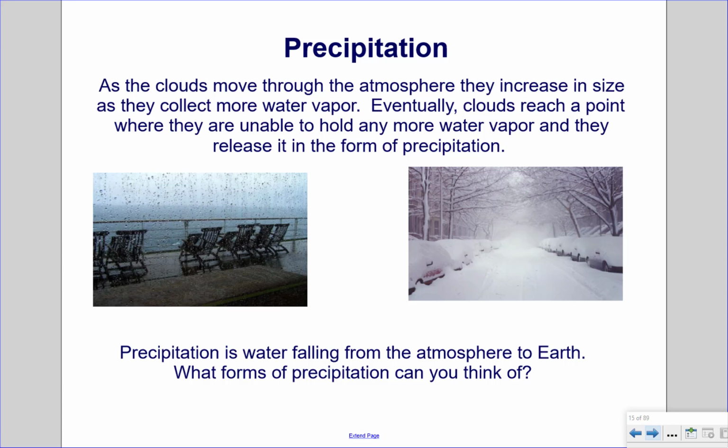Precipitation. As the clouds move through the atmosphere, they increase in size as they collect more water vapor. Eventually, clouds reach a point where they are unable to hold any more water vapor and they release it in the form of precipitation. Precipitation is water falling from the atmosphere to Earth. What forms of precipitation can you think of?